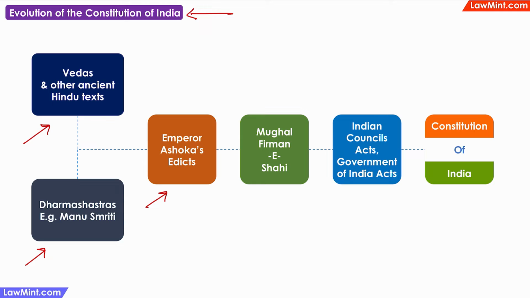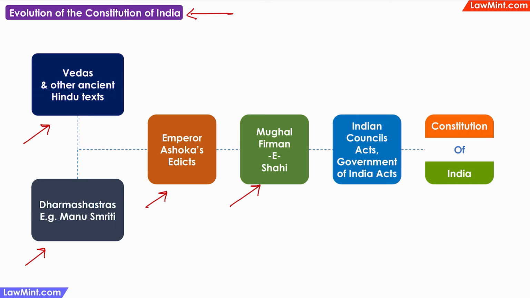The edicts were based on Ashoka's ideas on administration and the behavior of the people in the society. So the edicts were a form of constitution that he wanted his kingdom to follow. During the Mughal period, the Farman-e-Shahi, that is, the proclamations of the emperor, acted as a constitution for the Mughal Empire. During the British Raj, there were quite a few acts that were passed.